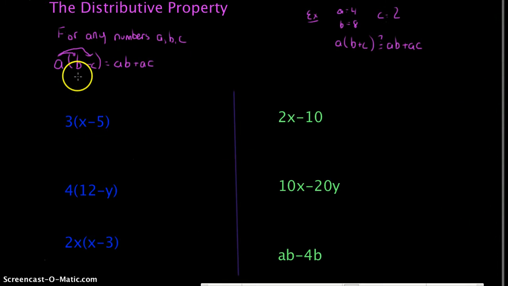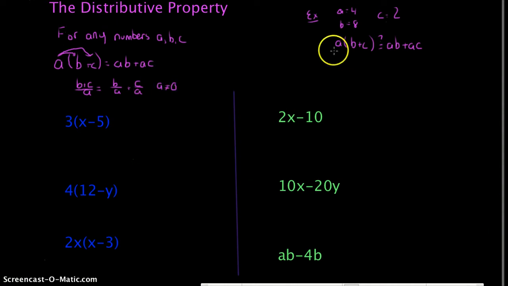It also works for division as well. So let's say we have B plus C divided by A. Well, that's the same thing, right? So I'm just going to do B divided by A plus C divided by A. Okay, and that works for any numbers. Here, since we're dividing by 0, the A cannot equal 0.